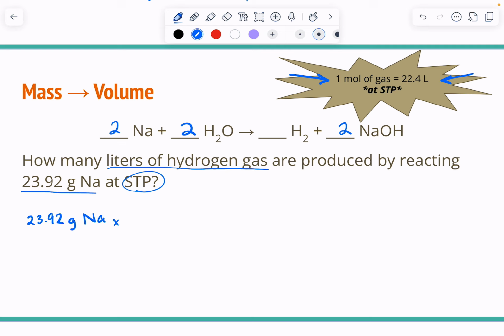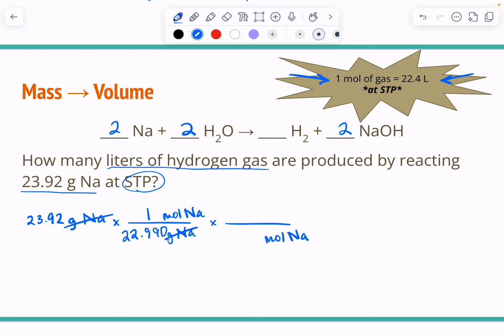First step we have to do, and remember, anytime we're doing stoichiometry, we have to be able to go to the mole ratio. So I can't work with grams. I have to turn it into moles first. So I'm going to go from grams of sodium into moles of sodium. This is going to be 1 mole, and on the periodic table tells us it's 22.990 grams per mole.